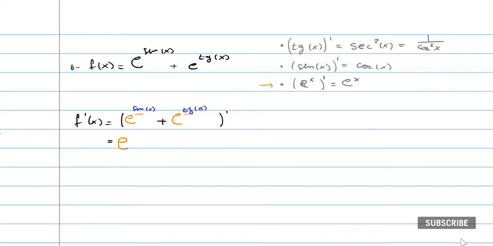So it's going to be e to the sine of x times the derivative of sine, that is cosine, plus e to the tangent, because the derivative of e doesn't change, times the derivative of tangent, which is the secant squared of x.